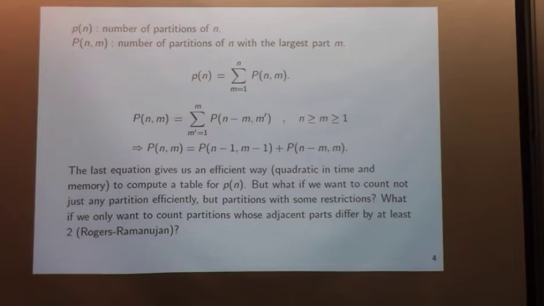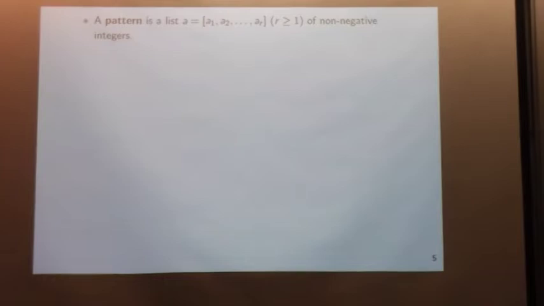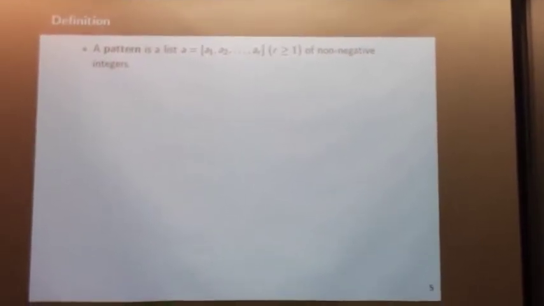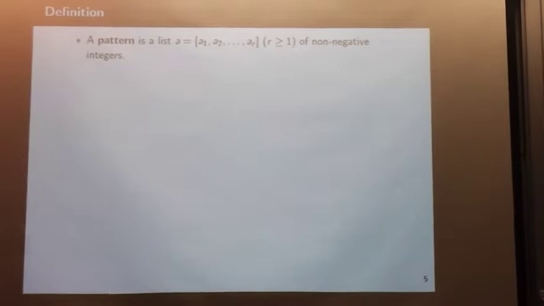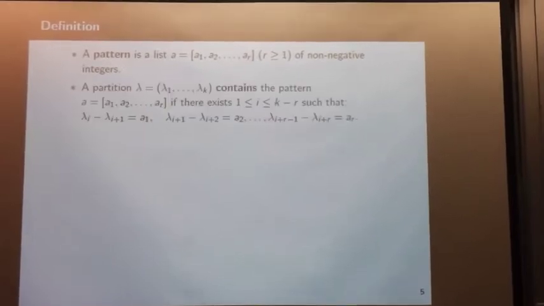Now, what if we want to count not just any partition efficiently, but partitions with some restrictions? What if we want to count partitions where adjacent parts differ by at least 2, like in the Rogers-Ramanujan identities? For that we need to introduce some definitions. A pattern is a list of non-negative integers. Here we don't restrict the order to be increasing or decreasing, just any list.